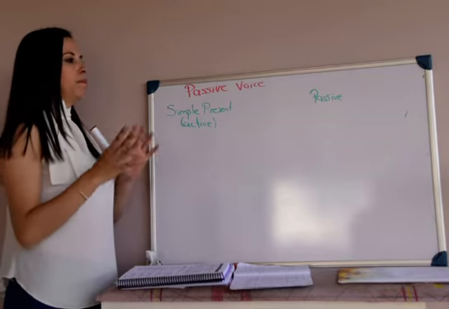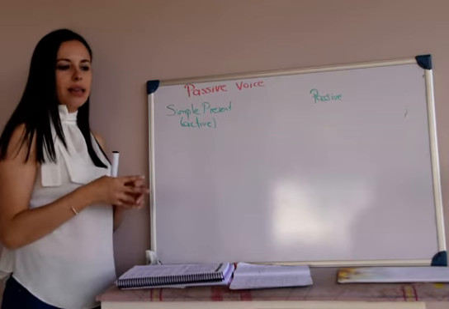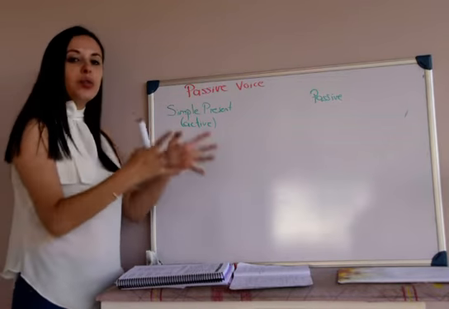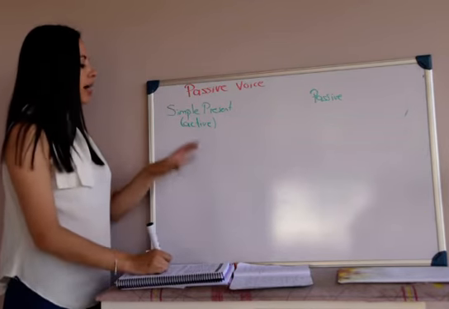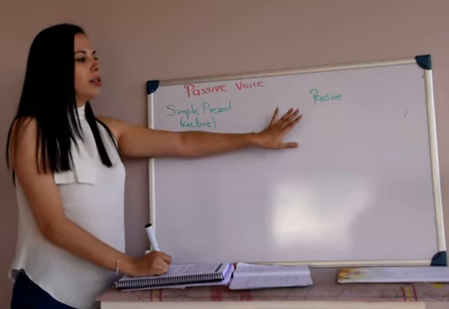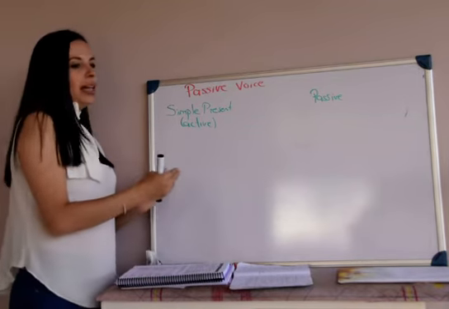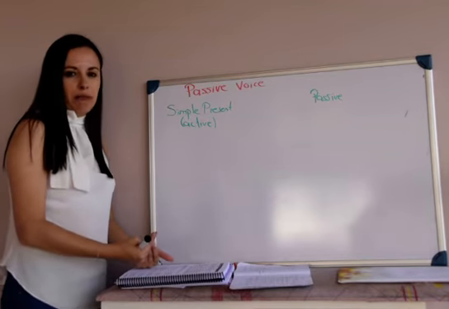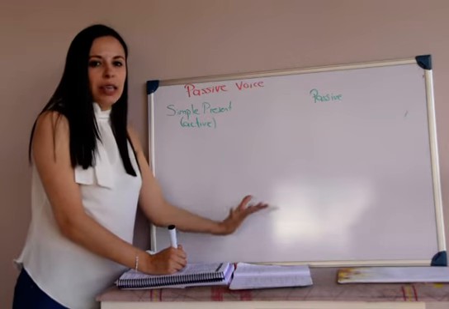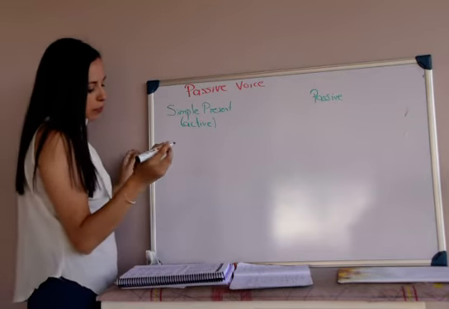The active voice is when the subject of the sentence is the person or the thing or the animal doing the action. So we have a subject doing this action, and then a complement. On the other hand, when we have passive voice, at the beginning we have the receiver of the action. So we give emphasis to the person or the thing that receives the action, not the person who did it.